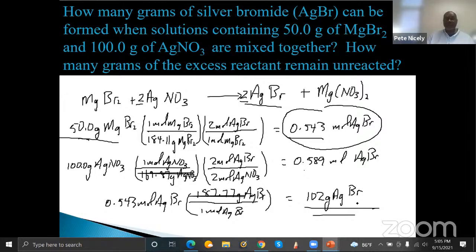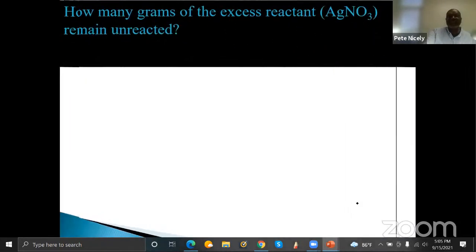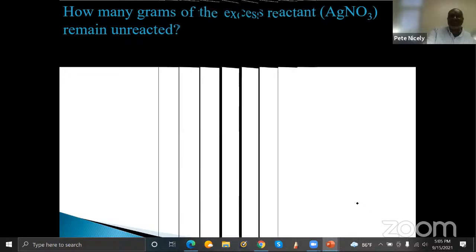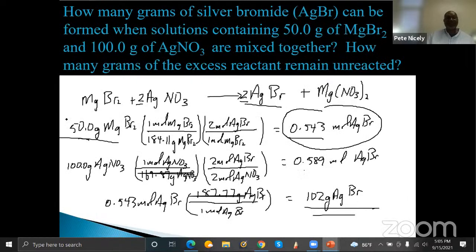Okay, so for the second part, it's asking for how many grams of the excess reactant unreacted, okay? So the excess reactant would be obviously the silver nitrate, because the limiting reactant is the magnesium bromide, which produces, based on the calculation here, the lower amount of silver bromide expected.